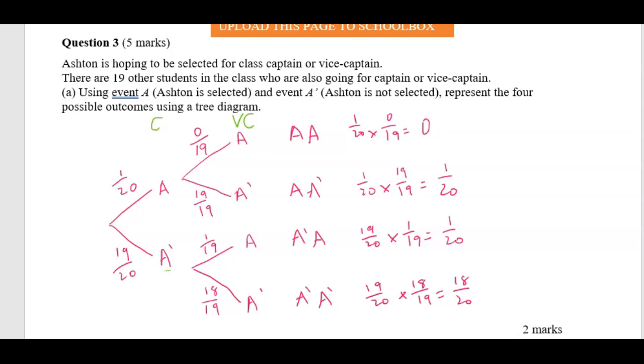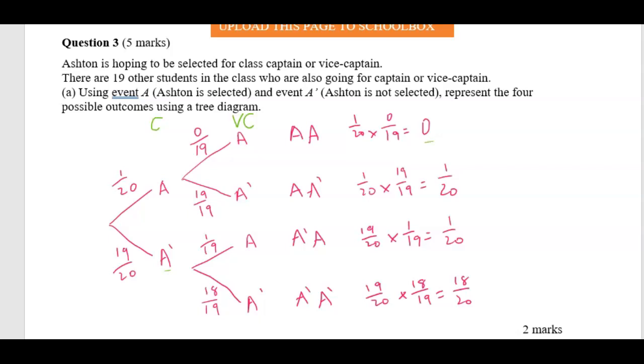So one student, let's call her a girl, Vanessa, is already captain, but Ashton can become vice captain. And the probability of him not being vice captain is 18 out of 19. So he could become vice captain, but it's highly probable that he won't be. Now, with your outcomes, the first outcome is Ashton is both captain and vice captain. The probability of that is 0. It can't happen. He can't be both.